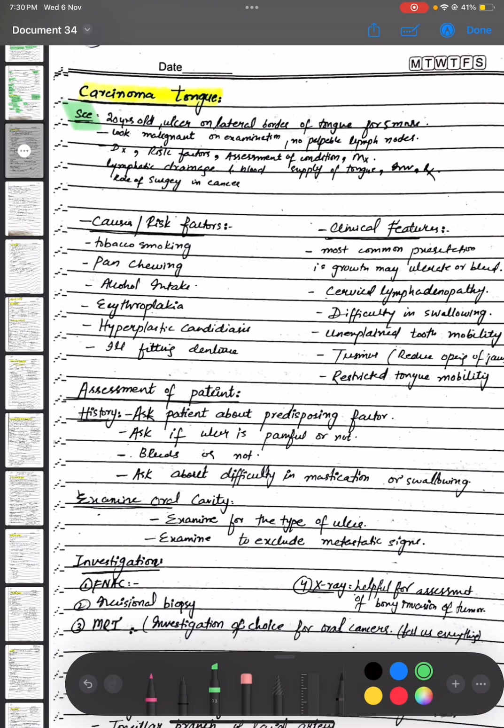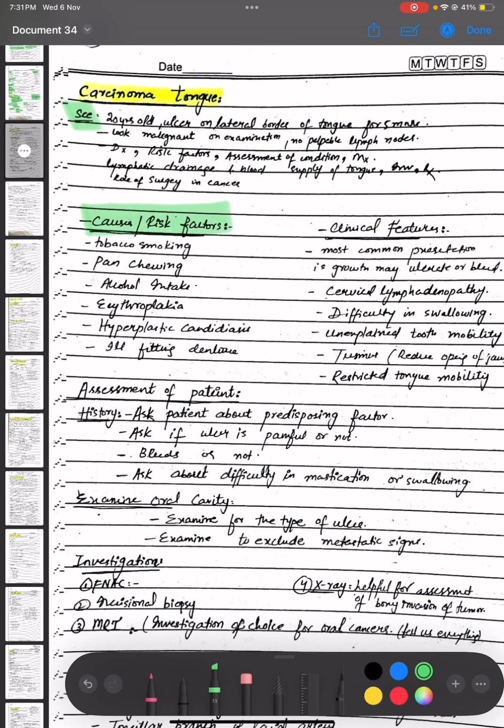And what is the diagnosis? What are the risk factors? What is the assessment of the condition? What are the management options? And the lymphatic drainage and blood supply of the tongue, the investigation, the treatment, and the role of surgery in cancer. Now, what are the causes and risk factors for the carcinoma of tongue?